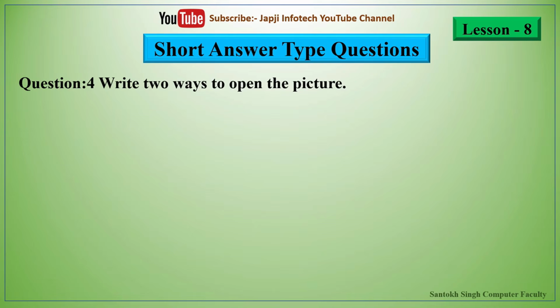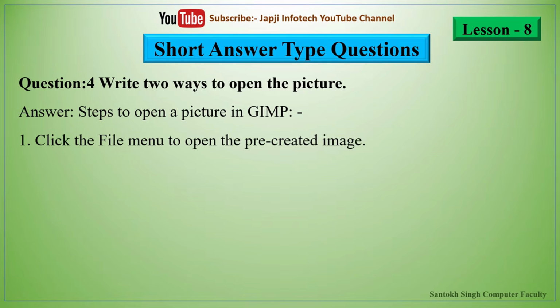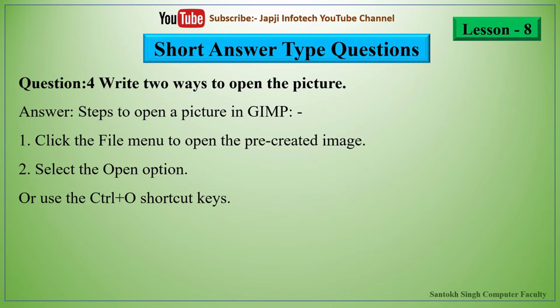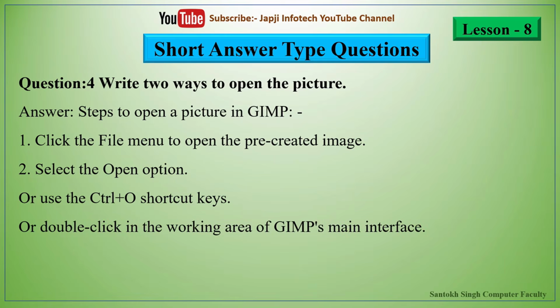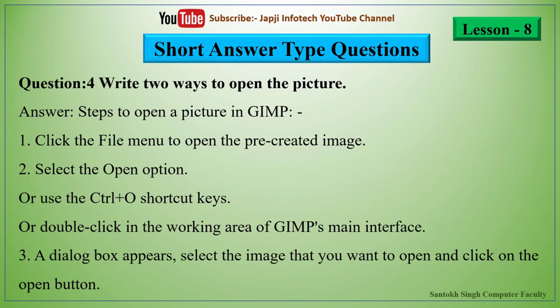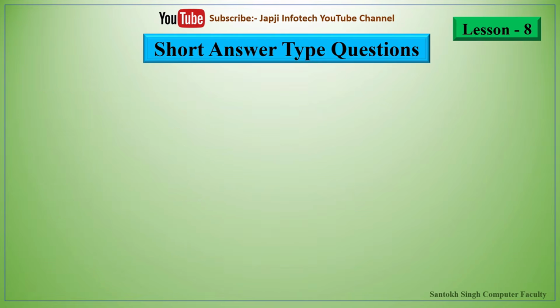The fourth question is, write 2 ways to open the picture. The steps to open a picture in GIMP are: click the file menu to open the pre-created image, select the open option, or use the Ctrl+O shortcut keys, or double click in the working area of the GIMP main interface. A dialog box appears. Select the image that you want to open and click on the open button.